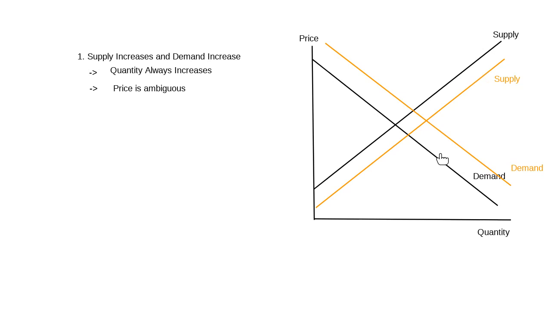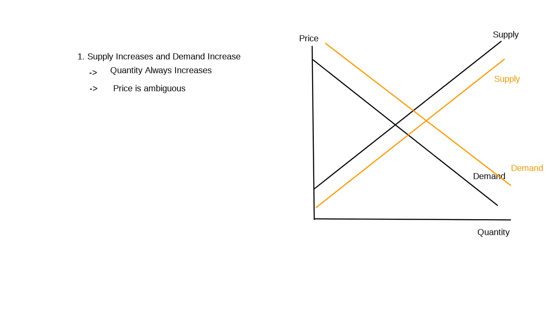Essentially, the new equilibrium point is going to be somewhere in this triangle formed by the black supply and demand curves. It's going to be somewhere over here. If it's somewhere up here, prices go up. If it's somewhere down here, prices go down. But quantity is always higher. Okay.